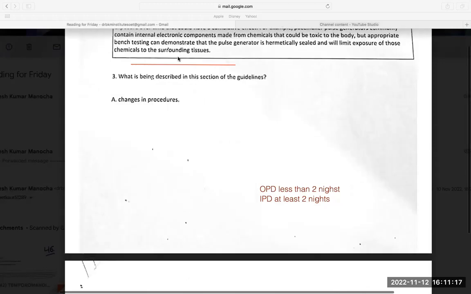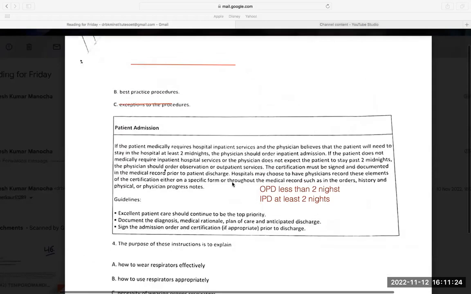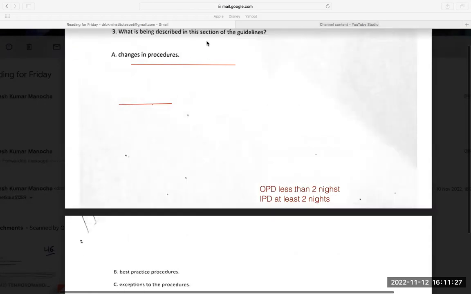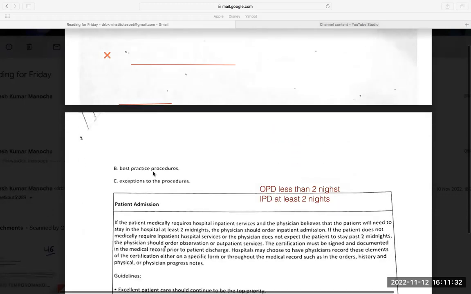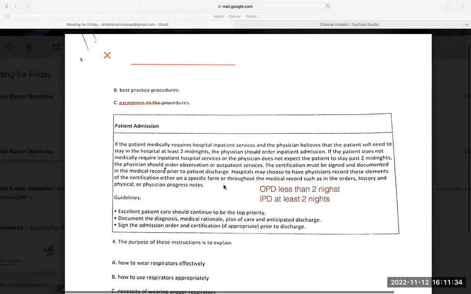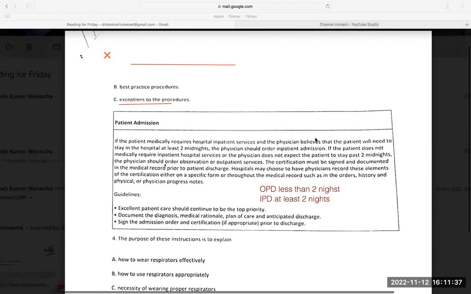If you want to make OET reading easy, have we talked about any changes? If I go to the paragraph, there are no changes. So this cannot be my answer. This is what I call the elimination method. Don't pick this as the answer. Best practice procedure. Yes, it can be the best practice procedure. Exception to the procedure. There is no exception. There is no word like exception in this particular paragraph. So if there is no exception, I cannot find any exception. So two answers are anyhow wrong. So the only option that I'm left with is B. So B should be my answer.